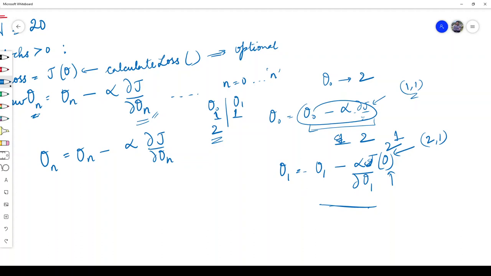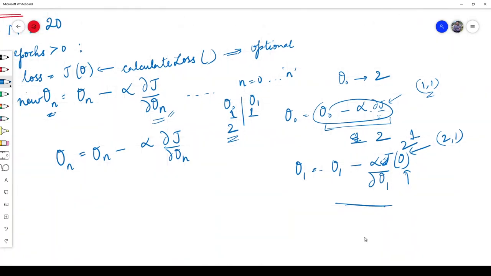I have a doubt. In the second part, when theta naught becomes 2, then we are taking the value of theta as 2 instead of 1. I'm kind of confused at that point. Okay, I'll do it again.